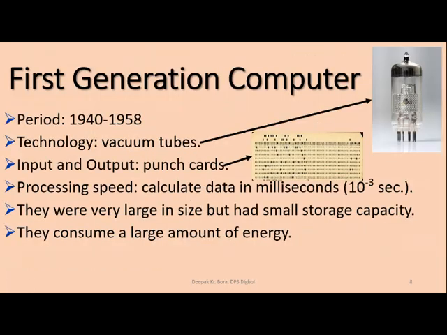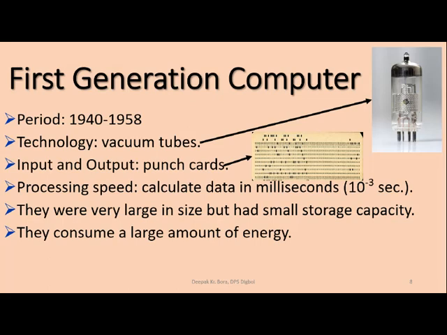First generation computer, period 1940 to 1958. Main technology: it uses vacuum tubes. Input and output: punch cards. Processing speed: calculate data in milliseconds, that is 10 to the minus 3 seconds. They were very large in size because vacuum tubes are very big, but had small storage capacity. They consume a large amount of energy. It is again because of the vacuum tube.